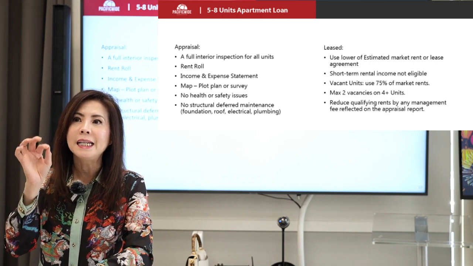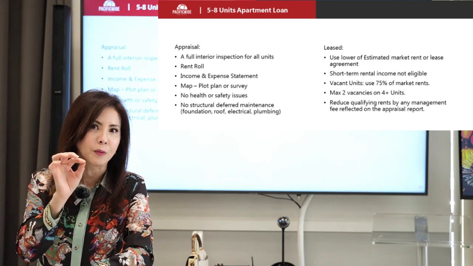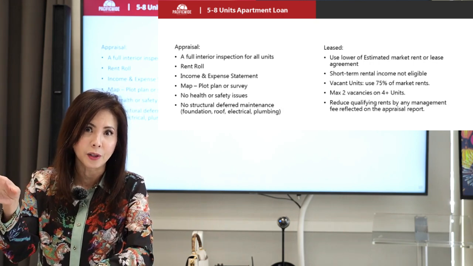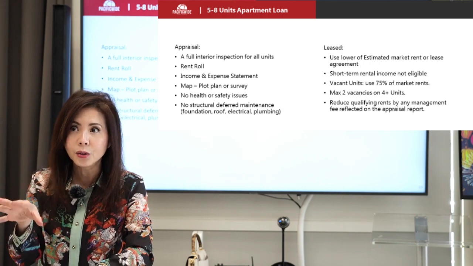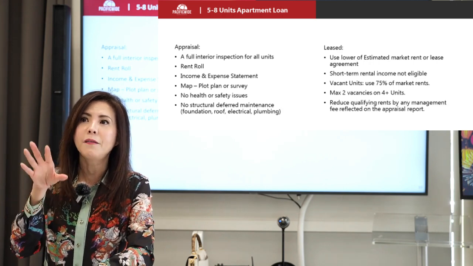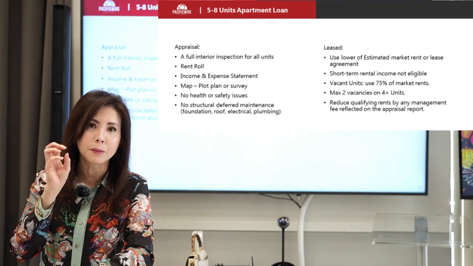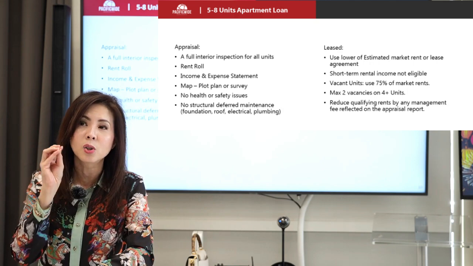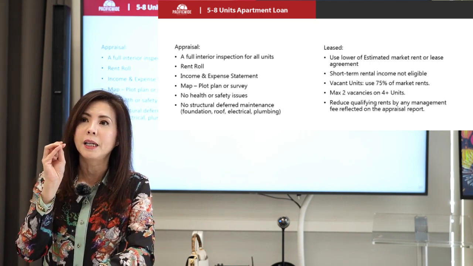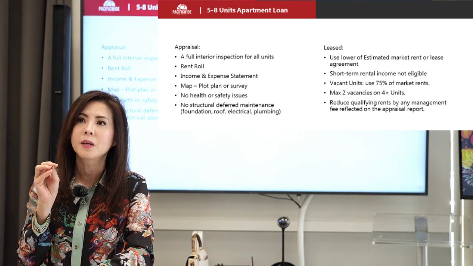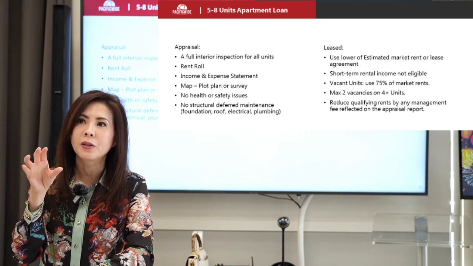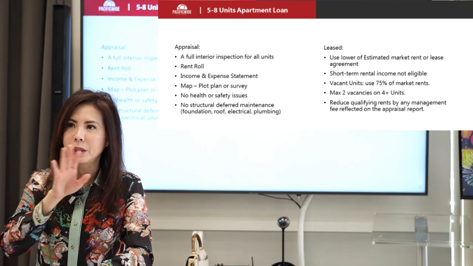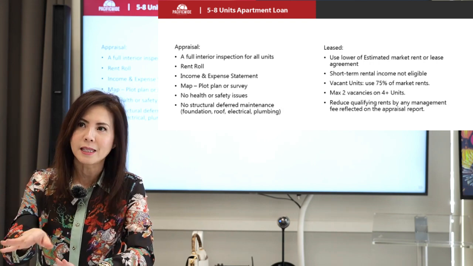We also have to turn in the income and expenses statement of the property that you're buying or refinancing, the 5 to 8 units, not your income, the unit income. Remember, 5 units and above are commercial property, and commercial property is income-produced property. So we care so much about their income. You need to provide an income and expenses statement of the property, and a map, plot plan, or survey of the property. You might not know what this is. Don't worry, you can just ask them and they provide it to you.